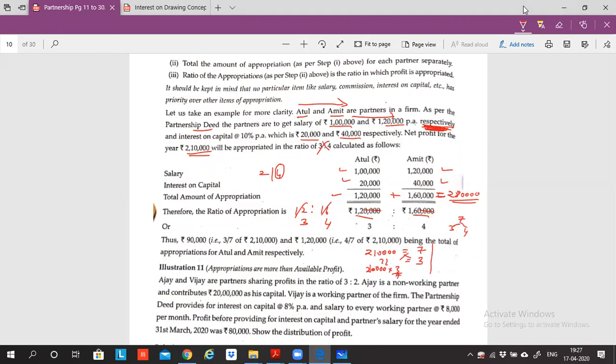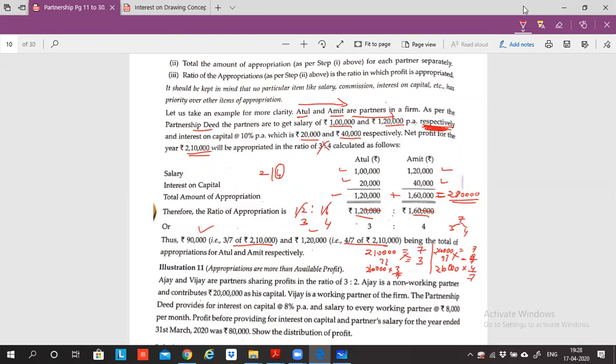This is for Atul. For Amit, 2,10,000 is equal to 7 pizzas. Then if Amit is taking 4 pizzas home, how much portion of 2,10,000 will he take? So cross multiply. This is 4, not 3, 4. So 2,10,000 into 4 by 7. That's what they have done here. You'll get 90,000 and 1,20,000 rupees.